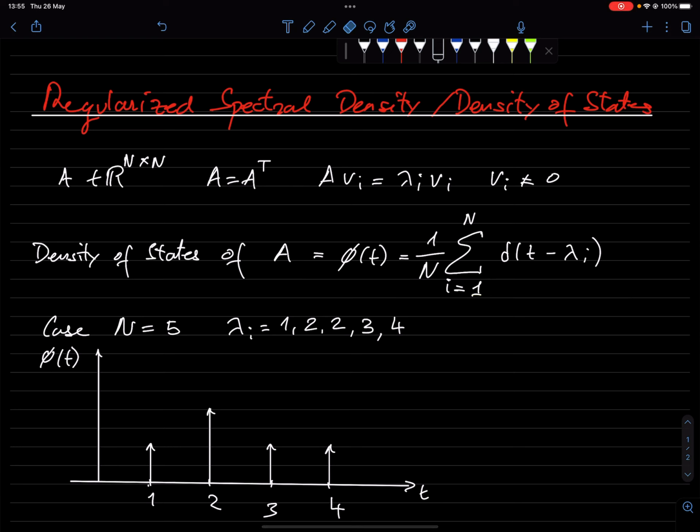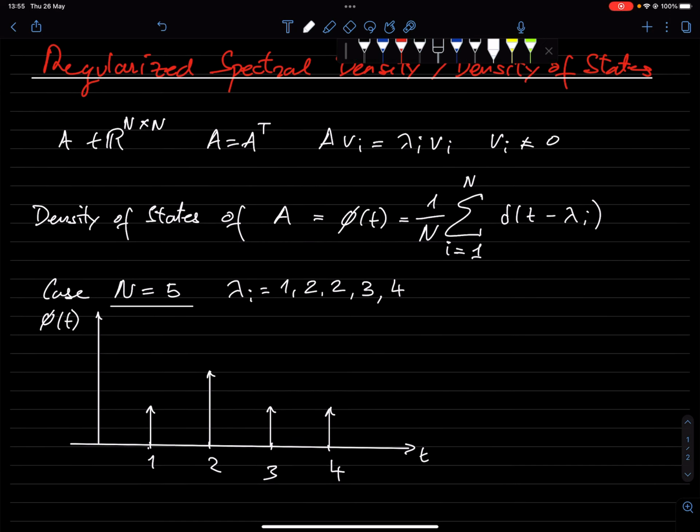However, as we can say for example, n equals 5, this is going to be a very discontinuous function. It's not even a function in the true sense of the word. So in particular, it's going to have peaks wherever there's an eigenvalue. So if the eigenvalues are 1, 2, which is going to be a repeated eigenvalue, 3 and 4, it's just going to have peaks, which means it's hard to work with and it's really difficult to approximate numerically.